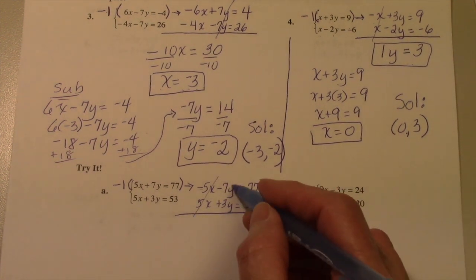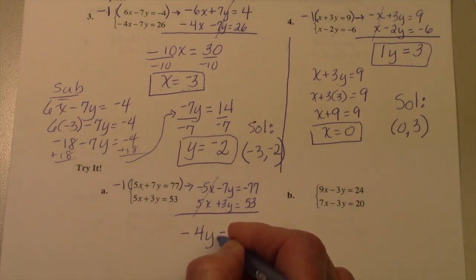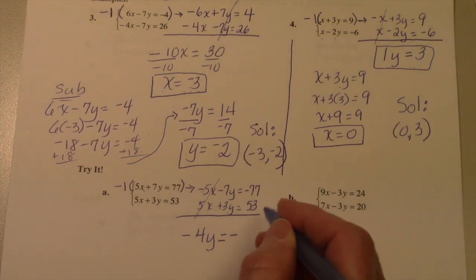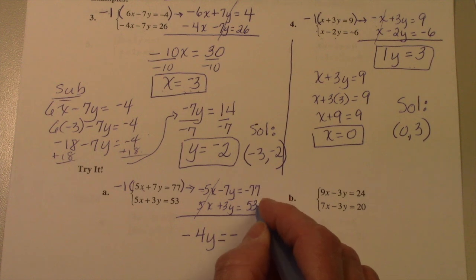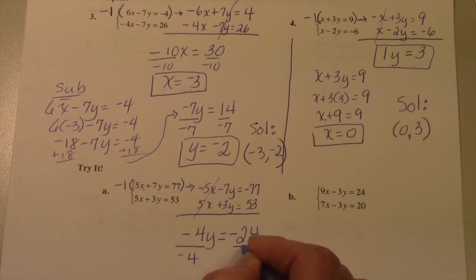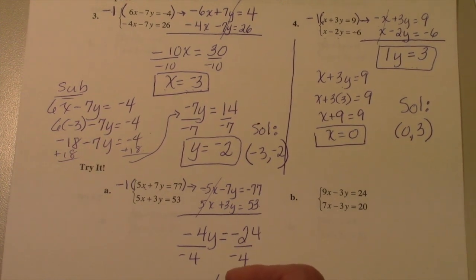Eliminates. These two make what? Negative 4y equals, I'm sorry, I'm getting lazy here. 77, take away 53. Oh, that should be easy. It's what? 24, isn't it? Negative 24. Divide by negative 4. Divide by negative 4. So y is 6.